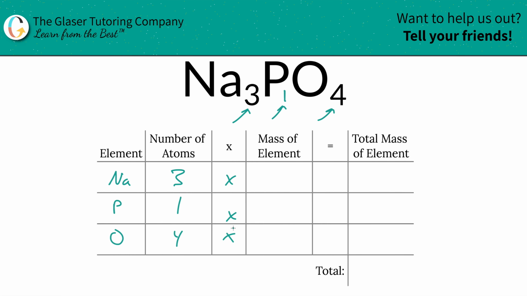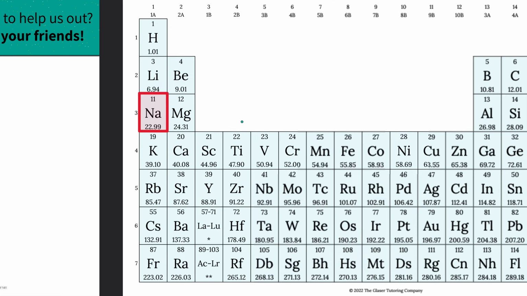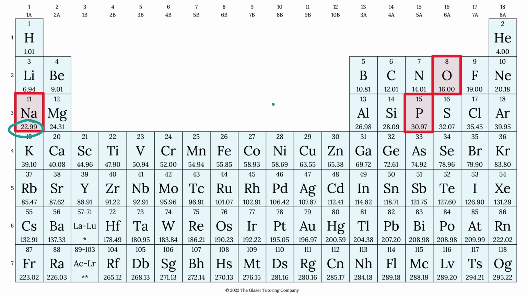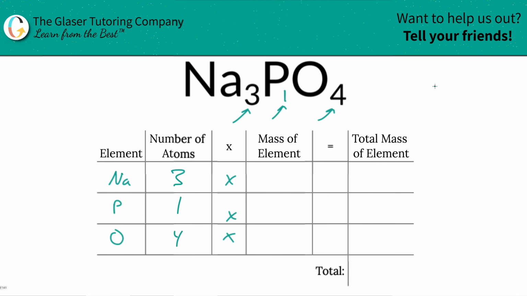Then we're going to take those number of atoms and multiply by the mass of each element. That's where the periodic table comes into play. So sodium's mass is 22.99, phosphorus is 30.97, and oxygen is 16. So we're going to write those on down. So 22.99 for sodium, 30.97 for phosphorus, and then 16 for our oxygen.